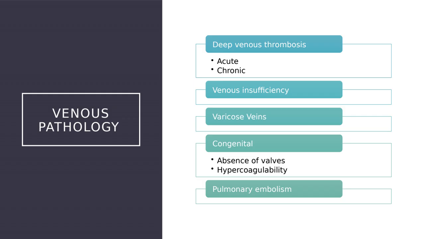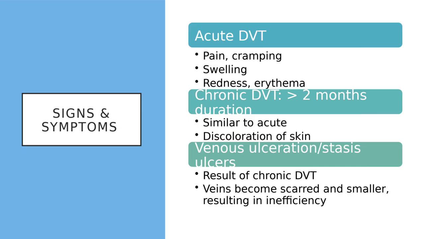We are also going to learn about venous insufficiency, varicose veins, and congenital pathologies, which means some people are born without valves or they have blood clotting disorders. And then the main risk of having a DVT or really any of these venous pathologies is that you are at a higher risk of an embolism back up to your heart. So mainly focusing on our DVT here. Signs and symptoms: an acute DVT is going to be overwhelmingly painful. Patients can also get muscle cramping in their calf specifically. They're going to get swelling, redness, and erythema. So it's going to be warm to the touch.